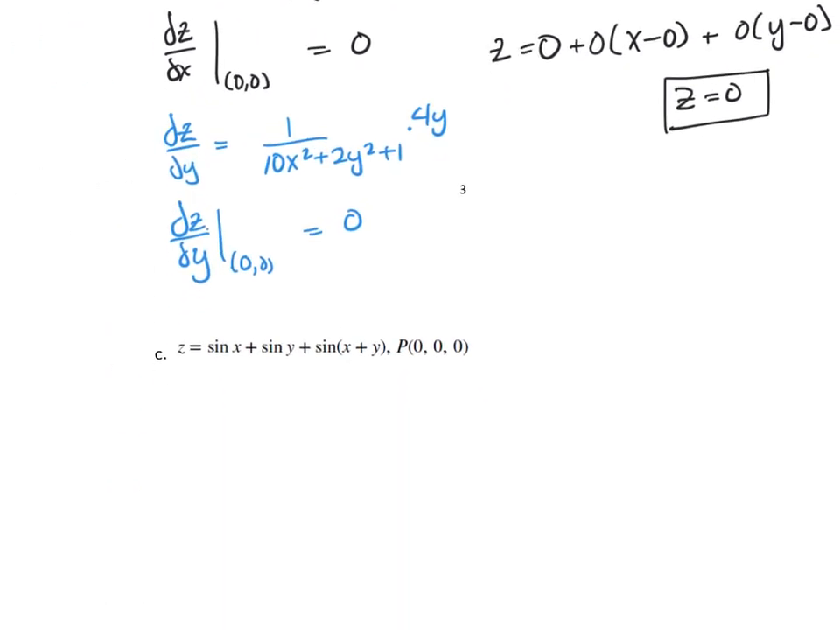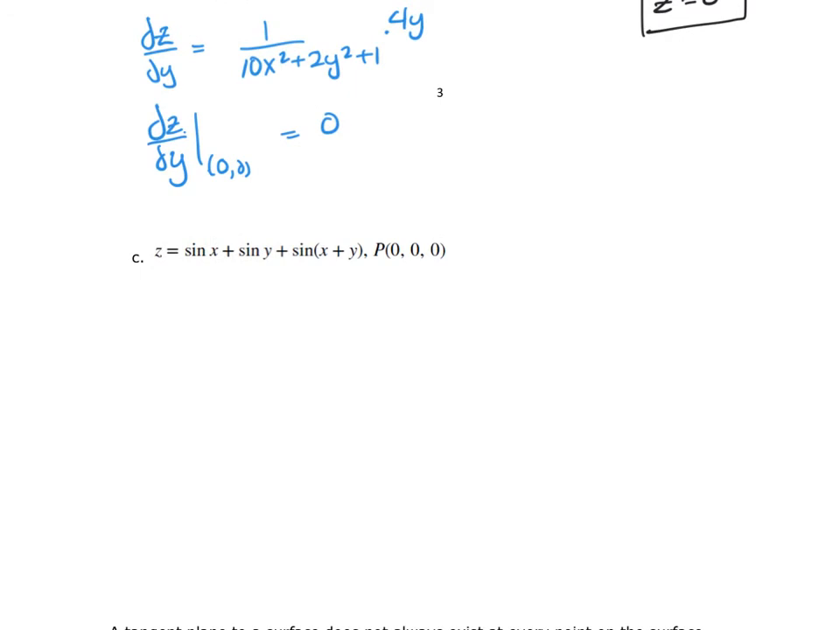Let's take a look at this one. Again, we're going to do the same thing. We're going to do our partial derivative. So I do my partial derivative of z with respect to x. And so I'm going to have the cosine of x, and then plus the cosine of x plus y.